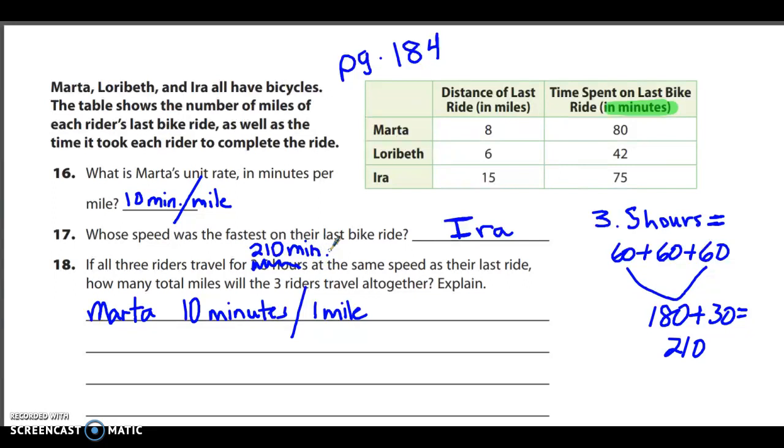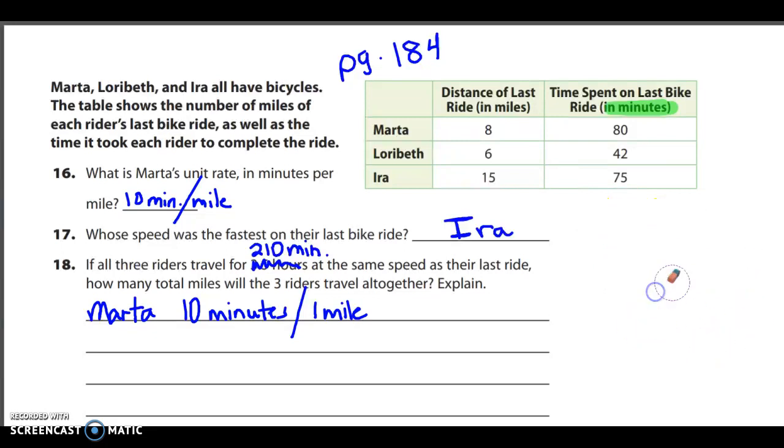Now I have some compatible numbers. Now what I know is this. For Marta, it takes her 10 minutes to go a mile. How far can she go in 210 minutes? So if we think about it we could set up a ratio like this. 10 minutes, this is for Marta only, 10 minutes for 1 mile is going to be equal to 210 minutes for how many miles? I don't know.